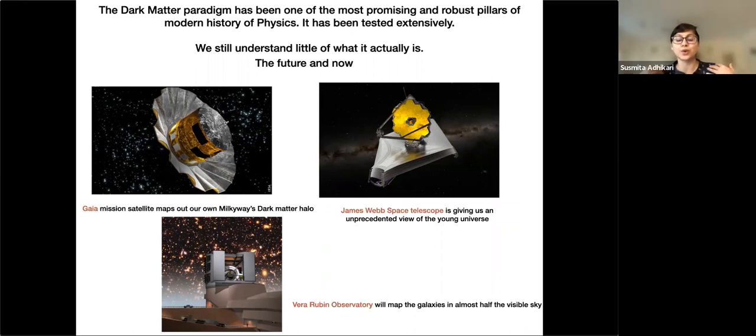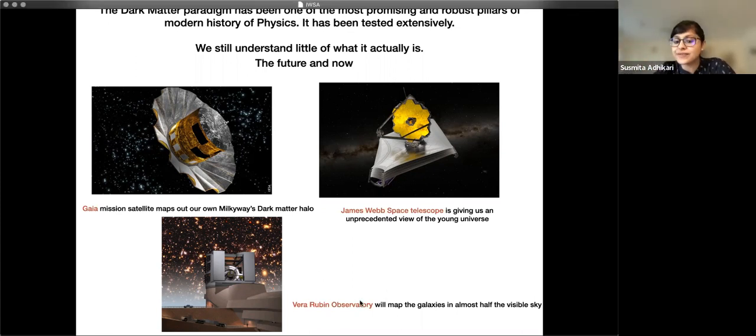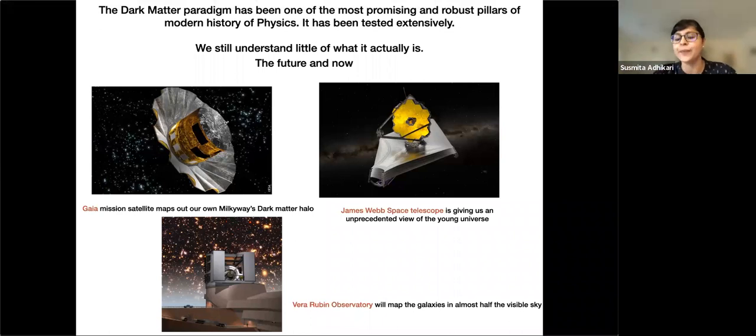Backed by theory and world-leading, beautiful experiments that scientists from all over the world have come together to create, we can now really start to ask the nature of what dark matter particles are and try to constrain the microphysical properties of these objects. Currently, the Gaia satellite, which is a space mission, is mapping out our own Milky Way's dark matter halo. JWST is going to give us an unprecedented view of the young universe, and the Vera Rubin Observatory, which is coming up, will map out the galaxies in about half the sky. So there are many different directions from which we are trying to attack the problem of dark matter and dark energy and trying to get to answers.